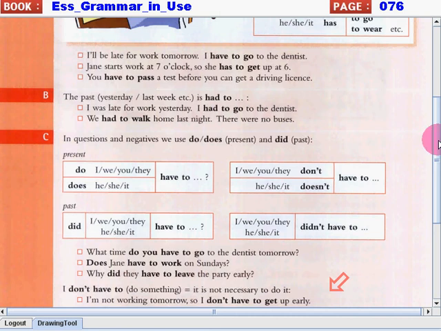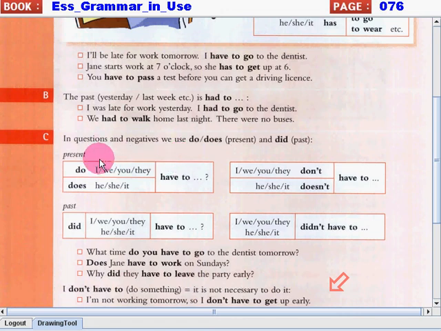Now, here is some important information on using these words. If we use it in the present tense, we use have to and has to. Have to for plural form and has to for singular form. And for the past tense, we use had to.